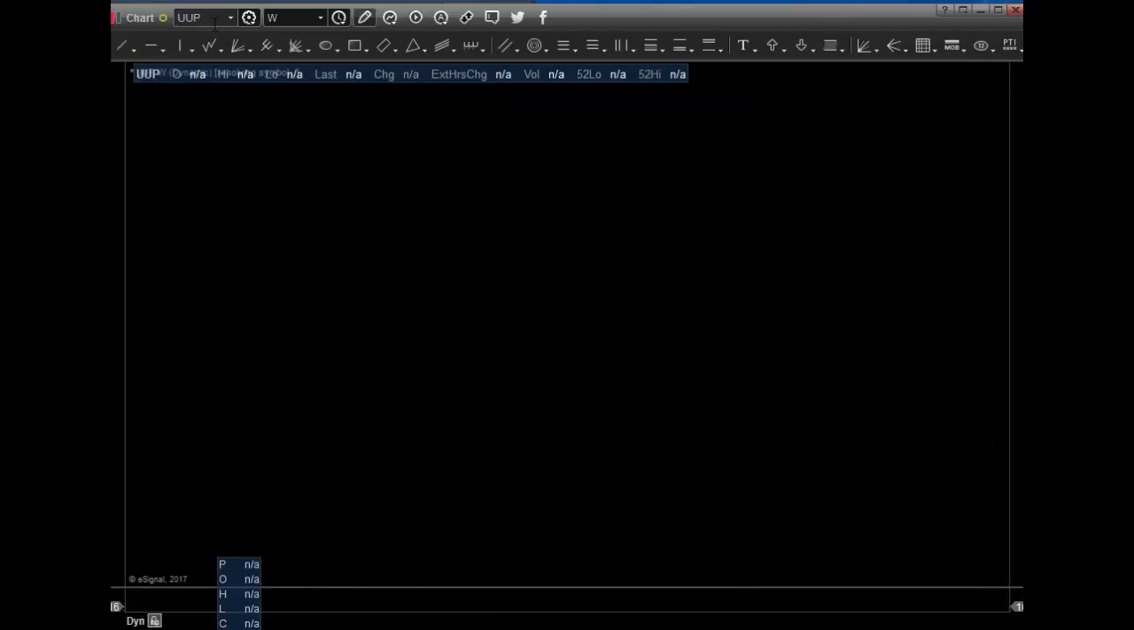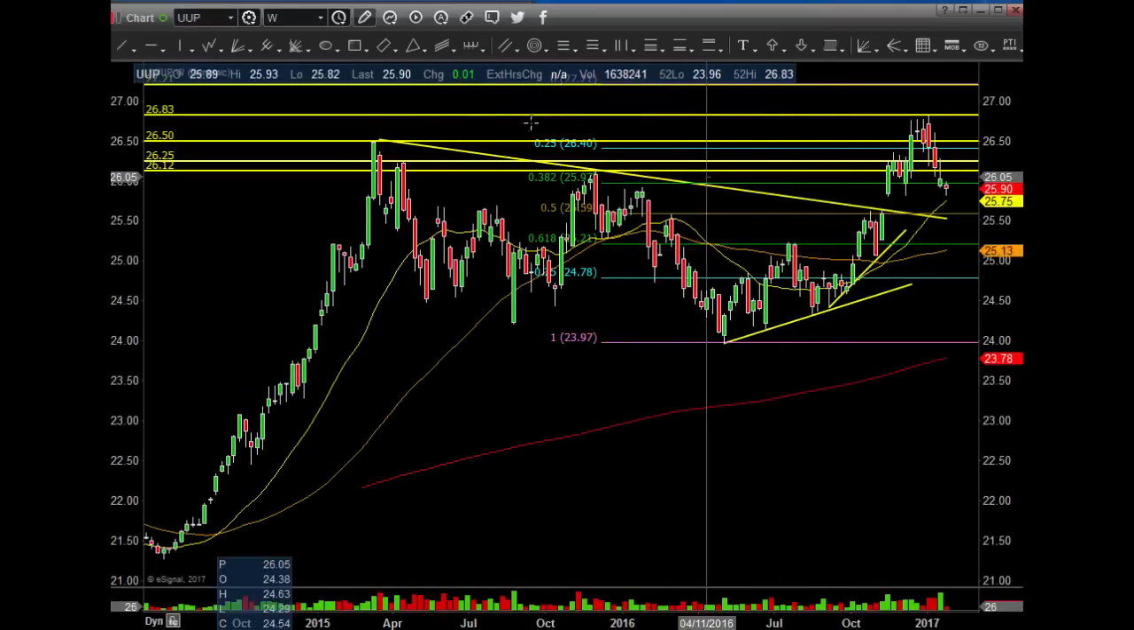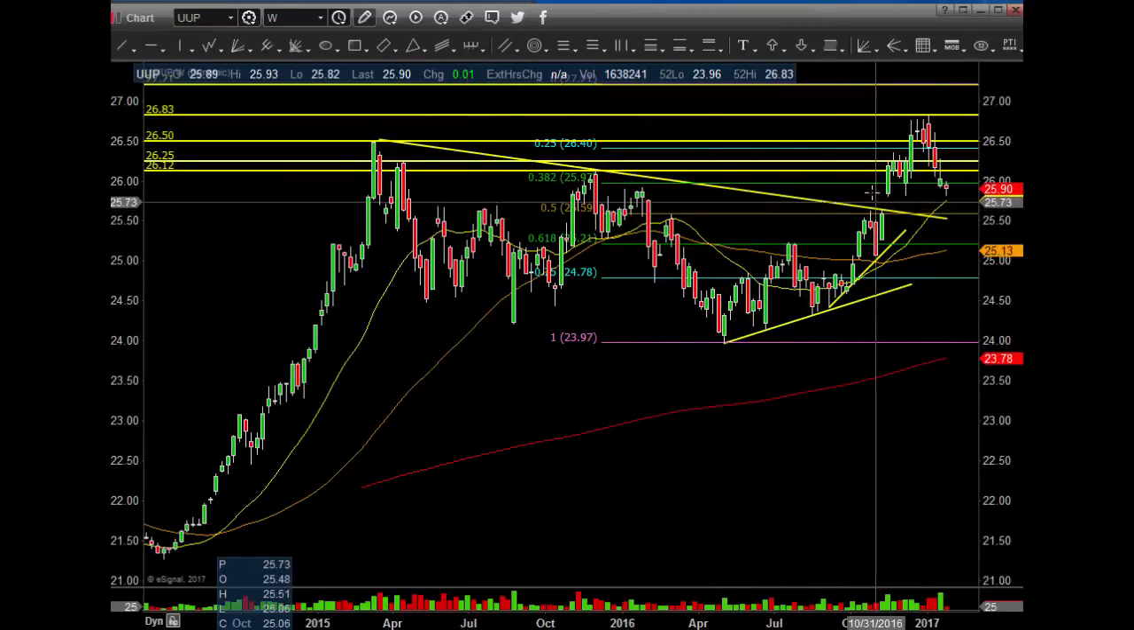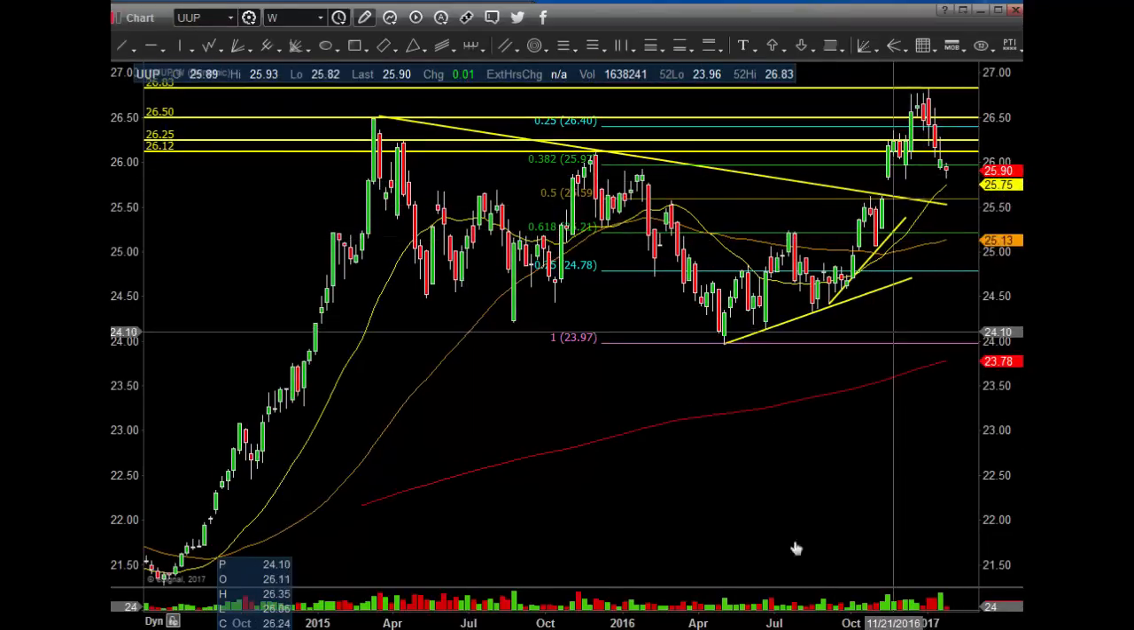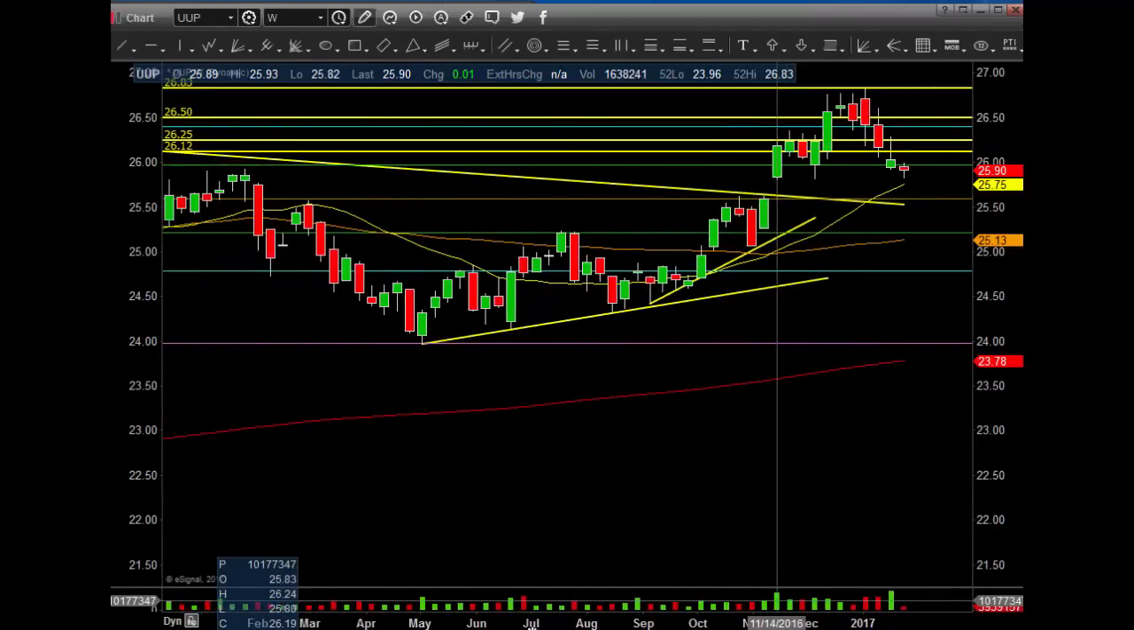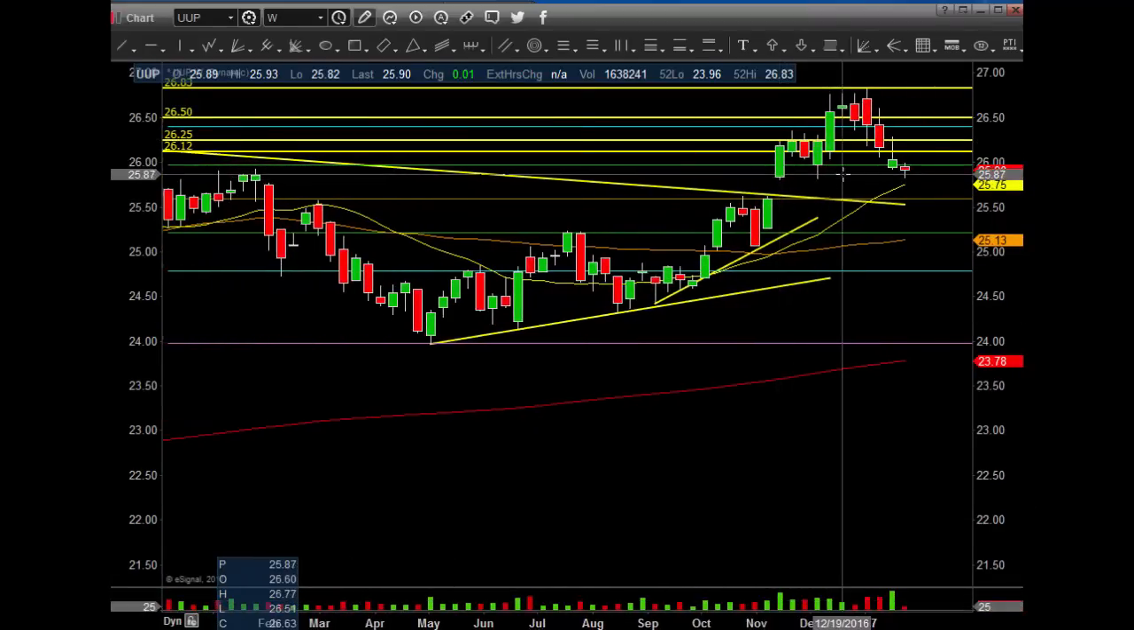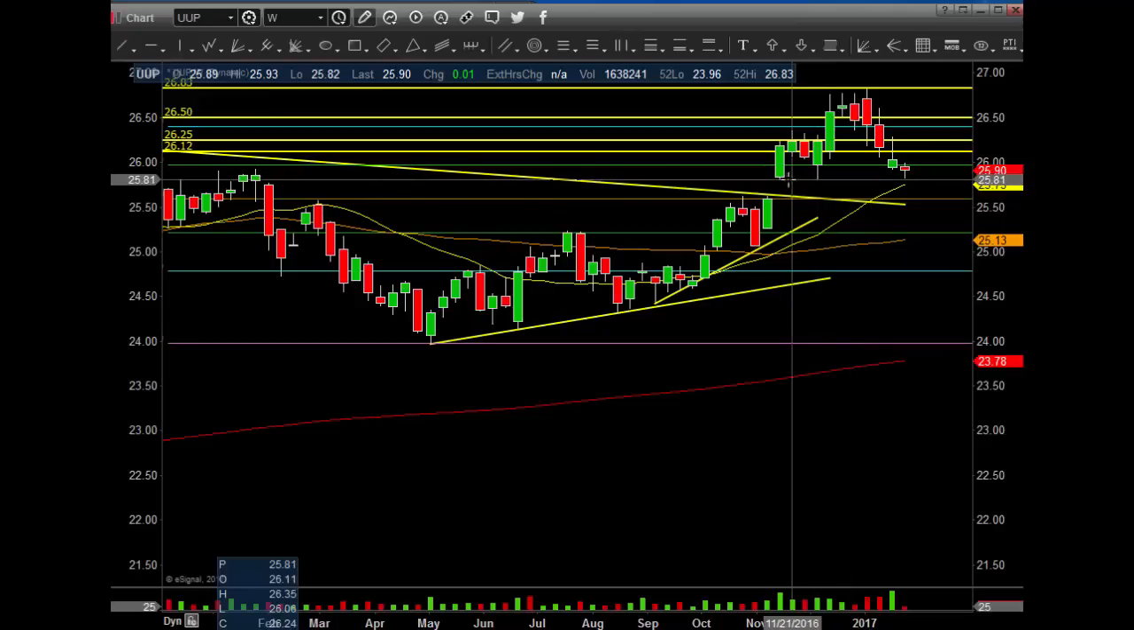Let's go to the UUP. UUP was only up 1 cent on the day, but we did come to this double bottom, and now they're talking about, is this the low for the US dollar, even on the regular news? The dollar was down again today. Is this something new? So again, double bottom here, actually triple bottom.